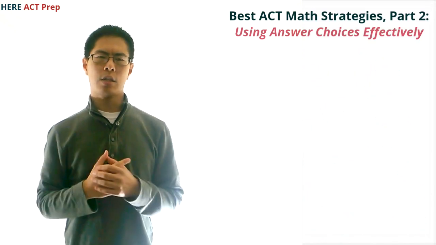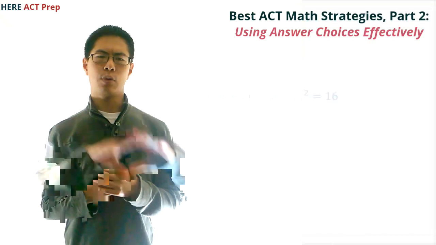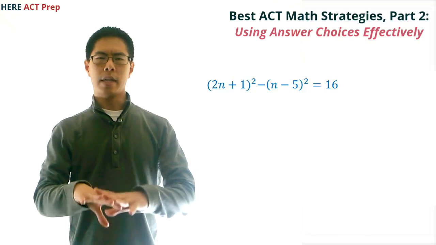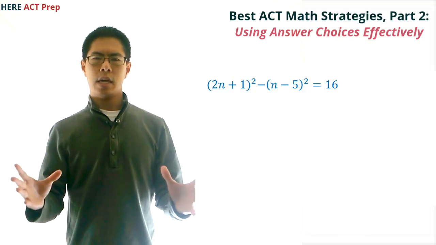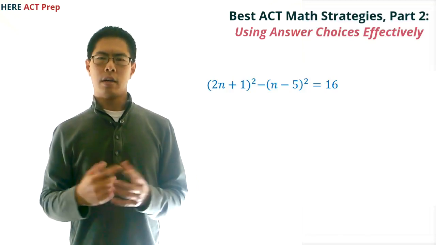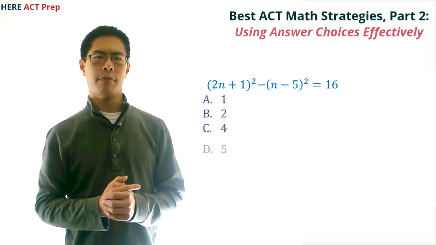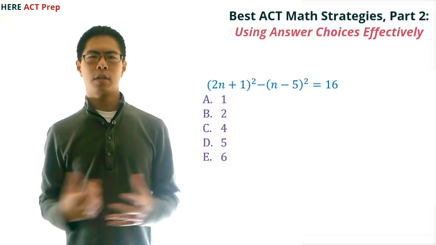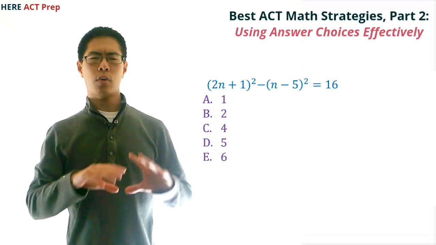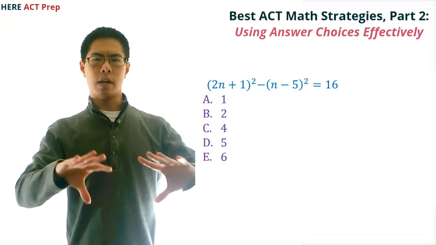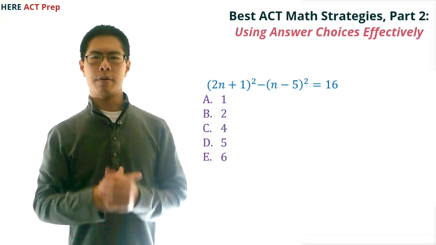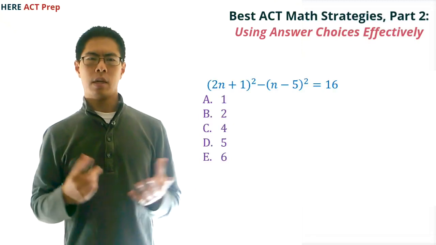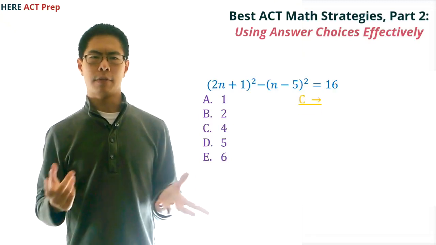Now, let's try an example. If (2n plus 1) squared minus (n minus 5) squared equals 16, then what could be a value of n? Our choices are 1, 2, 4, 5, and 6. For this question, we should recognize that it would take quite a while to FOIL out the entire problem and find the roots, so this would be a perfect question to use the answer choices for. So let's start by trying choice C, which is 4.